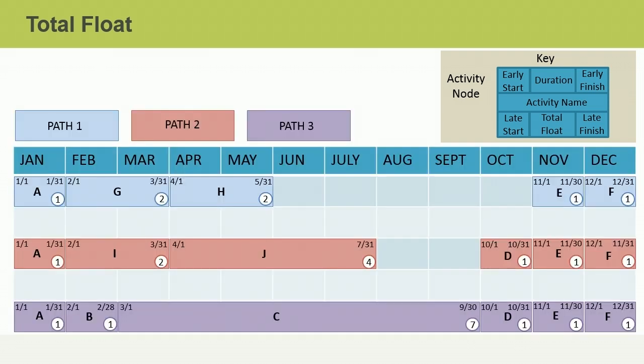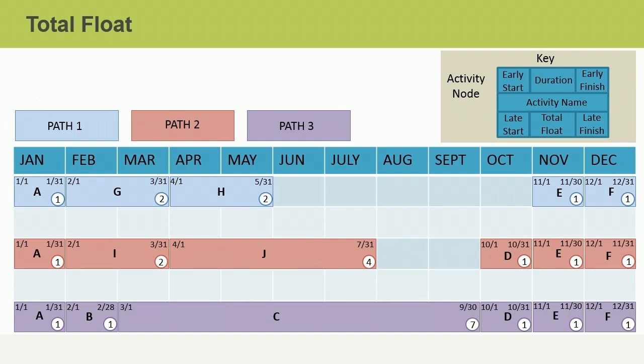First, let's take our 3 separate paths and place them on a calendar. Activity A is on all 3 paths. So are activities E and F. And remember those activities that had float? You can determine 5 months of float on Path 1 by counting the months where no activities are occurring. Path 2 has 2 months of float.